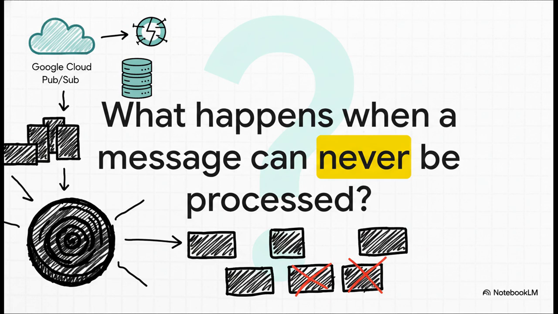But what about an even nastier problem? What happens if you get a message that is just fundamentally broken? Like there's a bug in your code or the data is malformed and it can never be processed successfully. If you're not careful, PubSub will just keep trying to deliver it over and over and over again, effectively blocking your entire subscription. This is what we call a poison pill message.